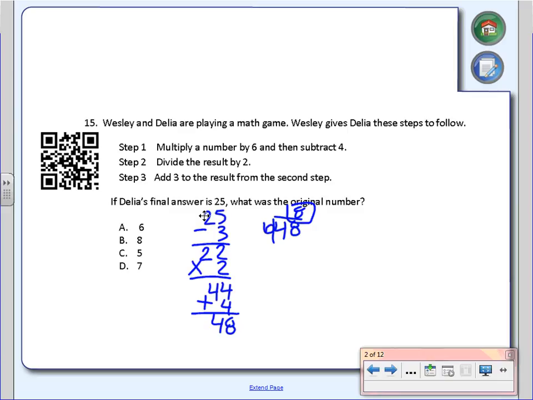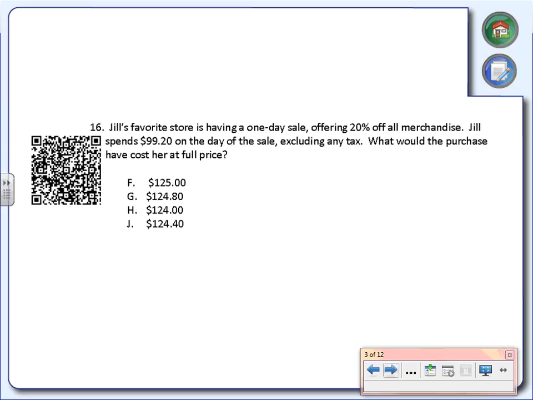Number 16. Jill's Favorite Store is having a one-day sale offering 20% off the merchandise. Jill spent $99.20 on the day, excluding the tax. What would the purchase cost be at full price? All right, let's see, what'd you come up with? All right, and how'd you get H? I multiplied everything by 0.2 and subtracted the original amount by 10%.